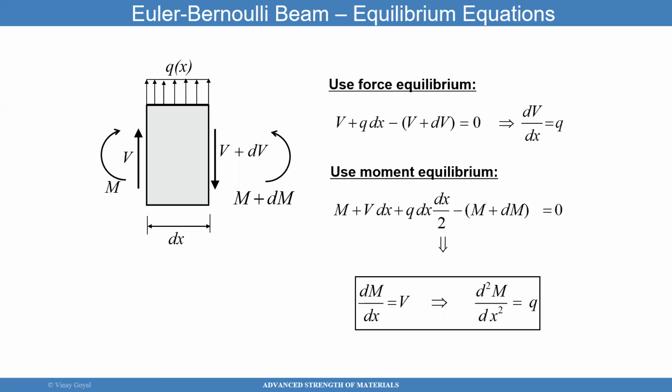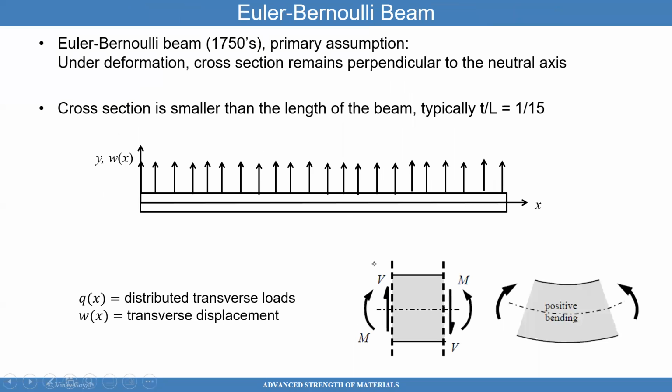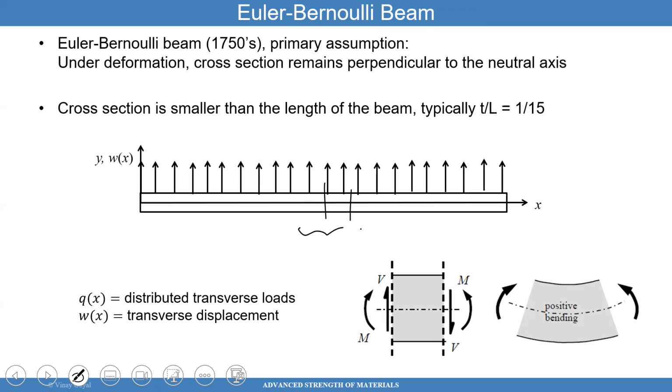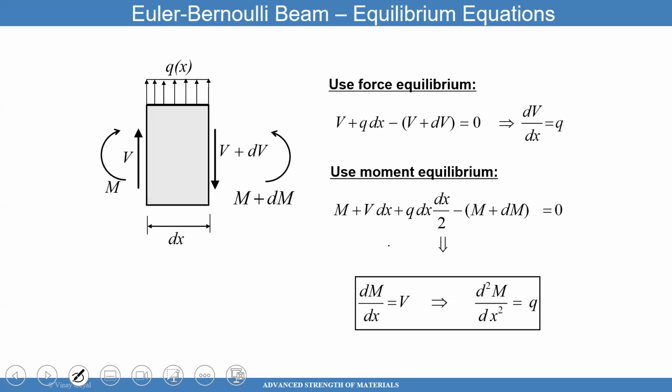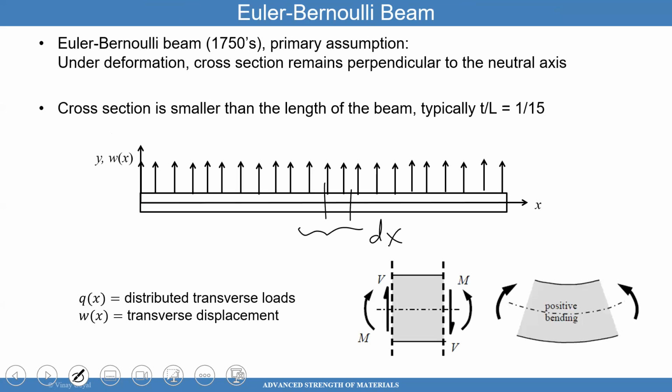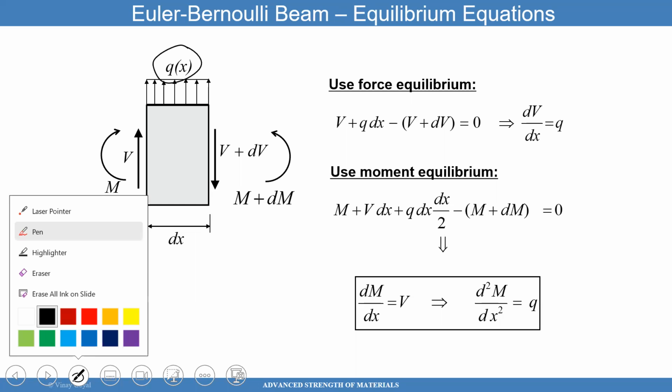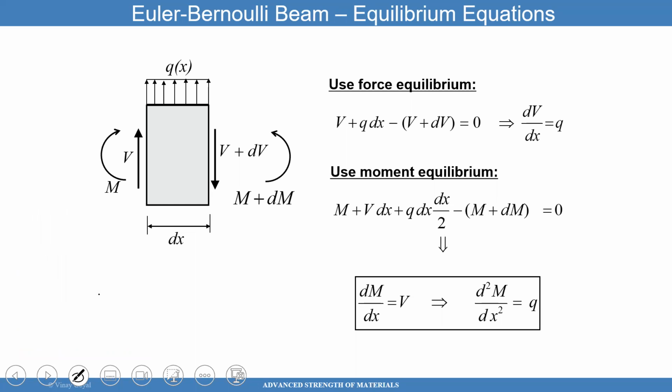If I were to take a little piece, a dx piece, out of here, so say I take a little section here, dx, and I look at that section, noting that this beam is subjected to a distributed load W. Here I'm using Q. Same thing. I'm just trying to show you what that looks like. On the left side, you have the shear load and the bending moment. On the right side, you have a little bit higher shear load and higher moment by an incremental amount, dm.